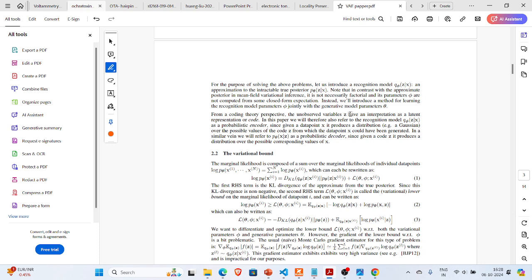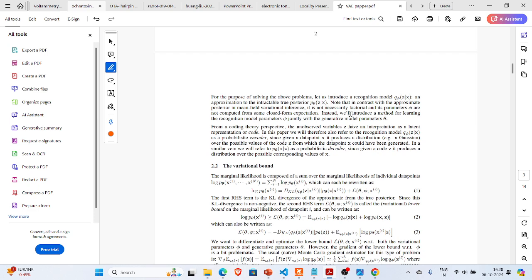So to solve this problem, we are introducing a new recognition model q of z given x for the intractable problem p of z given x. The idea is that this may be a better method of doing it, meaning it is more solvable, maybe integration is possible in this case.